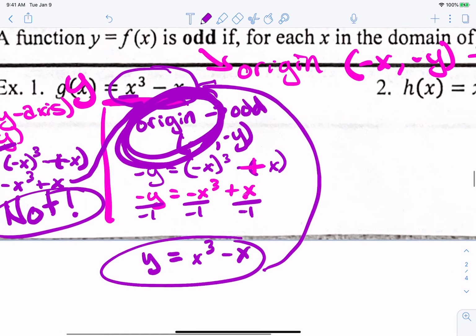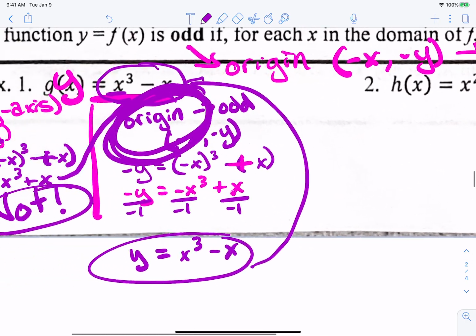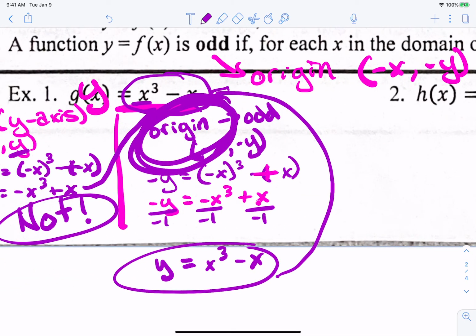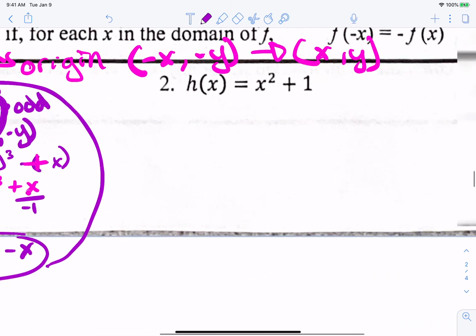I hate that, because it's going to screw me up all the time. So basically, if it turns back to the original, or every single thing is an opposite sign of the original, meaning you could divide by negative 1 and flip it back, then it has that type of symmetry. Usually that happens with origin symmetry.